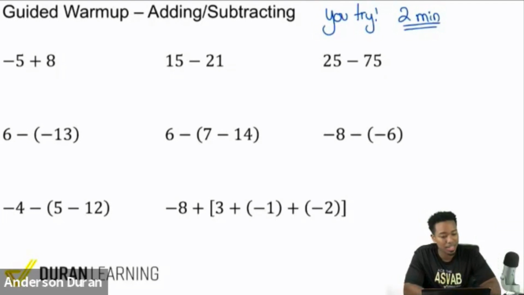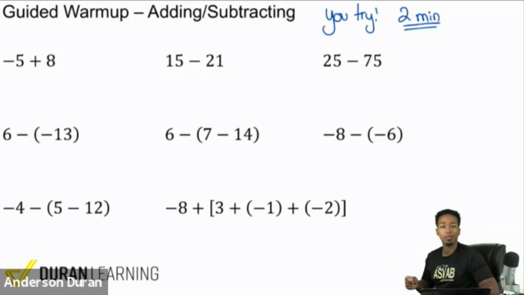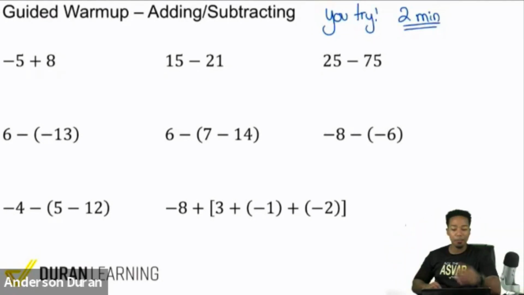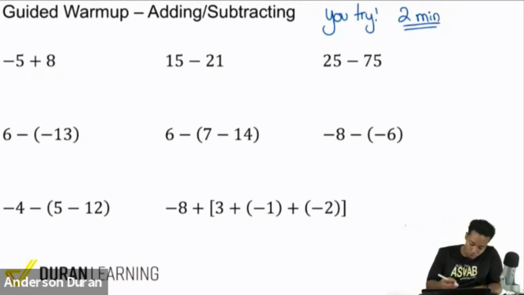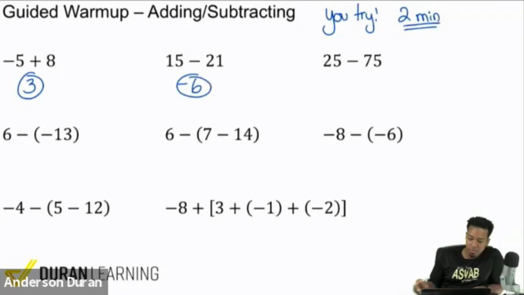So with that said, I'm going to just go down the list. And if there's any problem that anybody here feels like they need me to go over in more depth, I got you. Obviously, these 2 at the bottom, I'm going to absolutely go over. So don't worry about that. But these ones at the top, here are the answers. This one is going to be a positive 3. Next up, 15 minus 21, negative 6. 25 minus 75, negative 50.